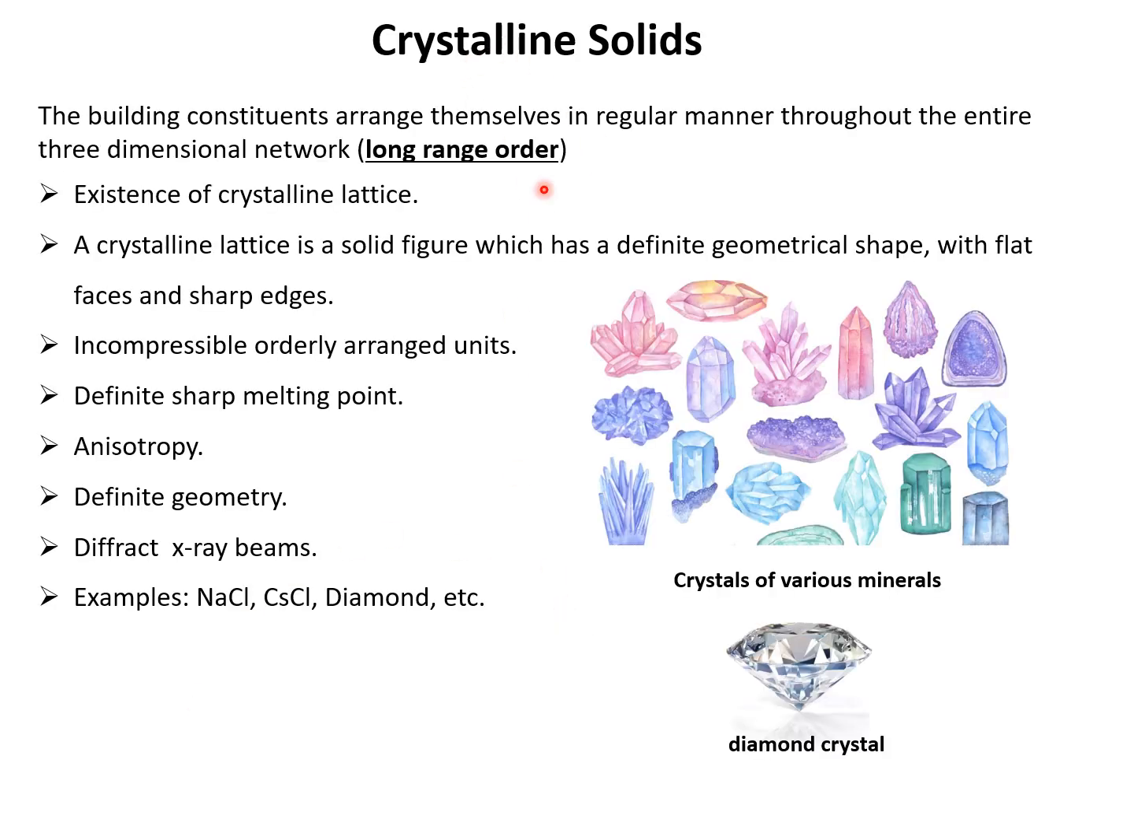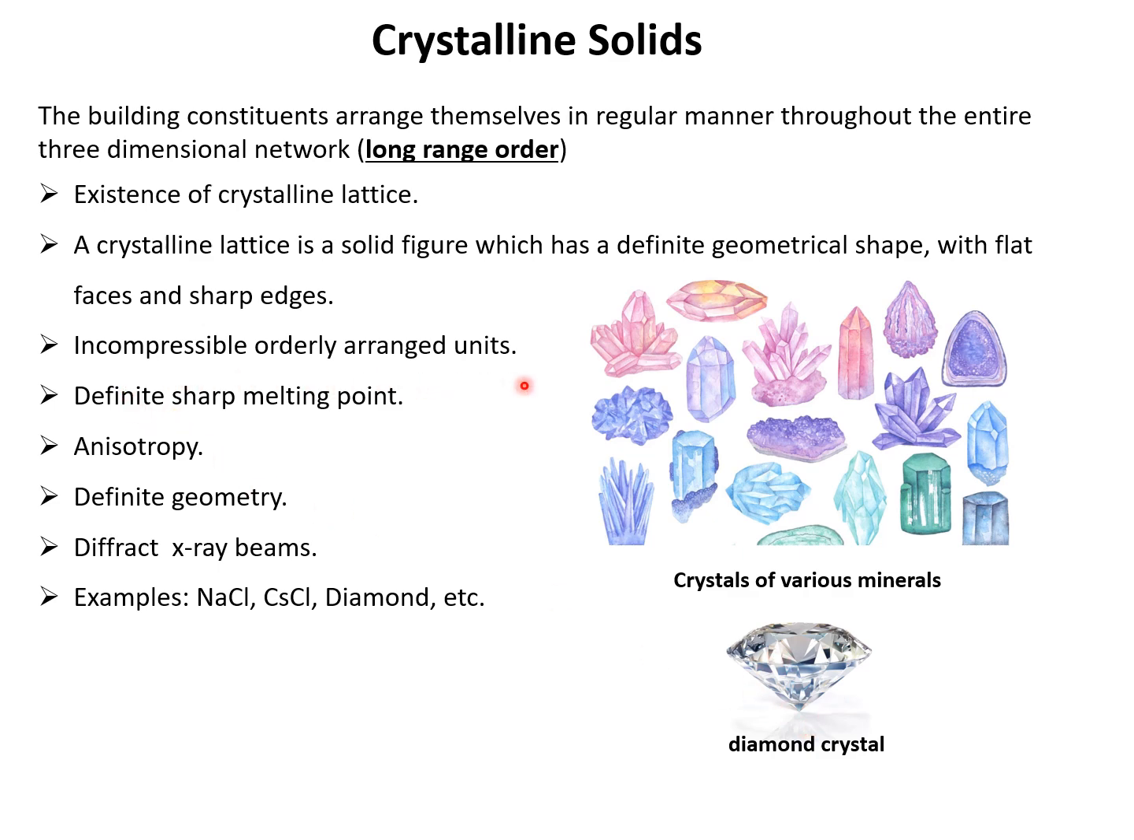So let us see what are crystalline solids. In case of crystalline solids, the building constituents arrange themselves in a regular manner throughout the entire three-dimensional network, that is long-range order. So there is existence of a crystalline lattice. A crystalline lattice is a solid figure which has a definite geometrical shape with flat faces and sharp edges. You can see to the right side some crystals of various minerals. Down you have the diamond crystal.